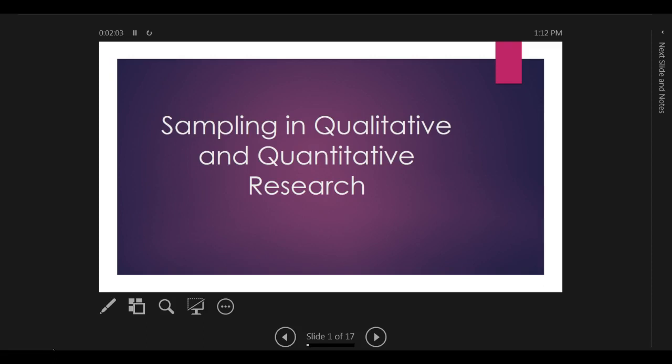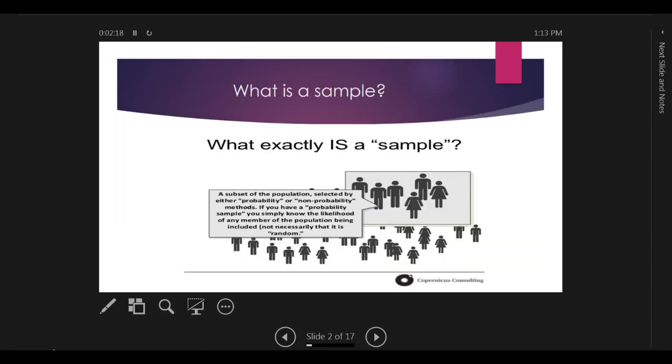We're going to discuss this intensively in qualitative and in quantitative, the different types of sampling. But first we'll need to understand what is the meaning of sampling. So what is a sample? We have probability sampling and non-probability sampling.